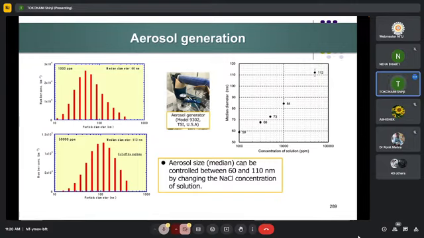Aerosol size can be controlled between 60 and 110 nanometers by changing the sodium chloride concentration of the solution. As you see here, this is the concentration of sodium chloride solution in ppm, and this is the aerosol median diameter.